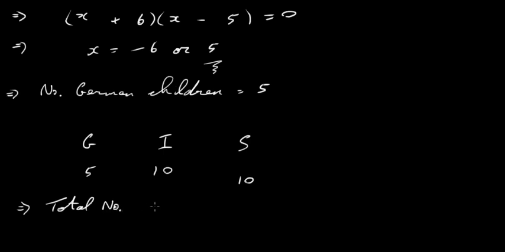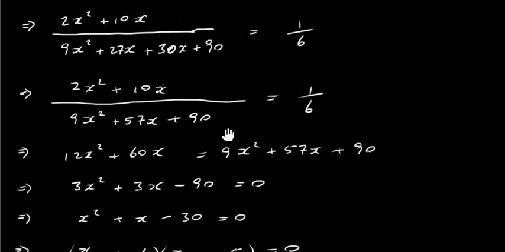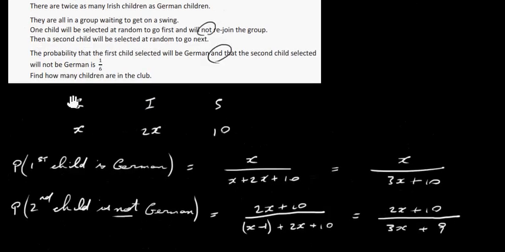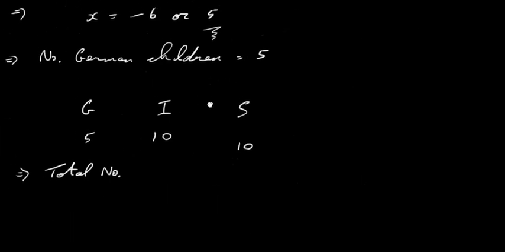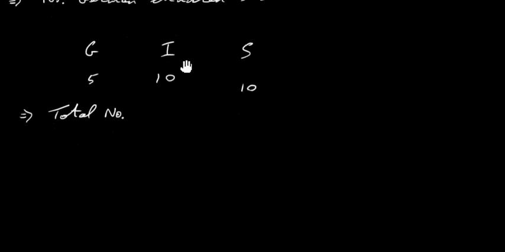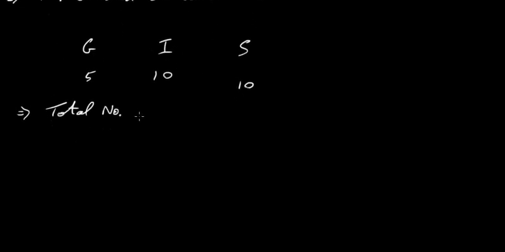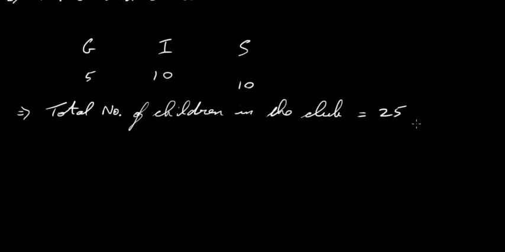That means the total number, what were we actually asked? I'll just read the question again. It was to find how many children are in the club. So that would simply mean that the total number of children in the club is equal to 25.